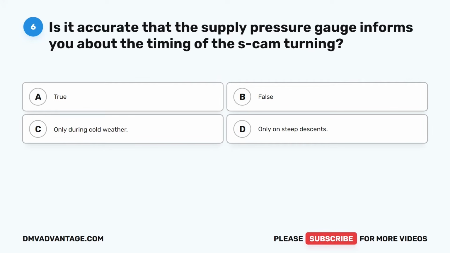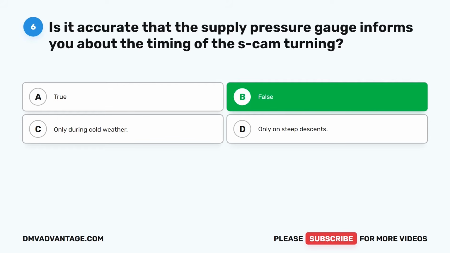Question 6. Is it accurate that the supply pressure gauge informs you about the timing of the S-cam turning? A. True. B. False. C. Only during cold weather. D. Only on steep descents. The correct answer is B.